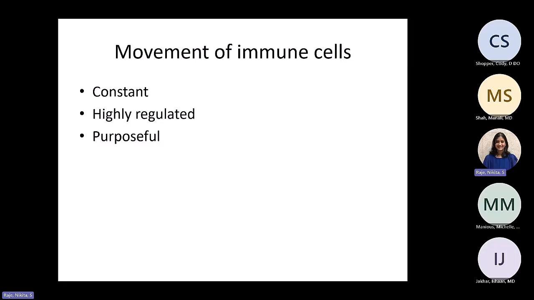It's also highly regulated. Where the immune cells go from one place to another is determined by several factors that we'll learn today. And each of these factors determine where the cell is going to go and where it's going to end up. And there is a purpose behind where these immune cells end up or they move from one place to another.